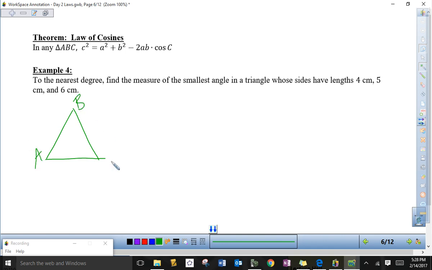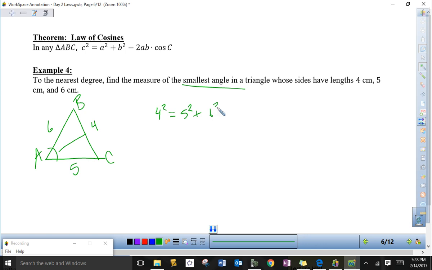Now, I'm going to call my triangle ABC, but you don't really need that for your information. We just need side lengths of 4, 5, and 6 centimeters. And then we want to know the smallest angle. So, the smallest angle in my picture is A. You could have called it whatever letter you wanted to. That means 4 has to go by itself.